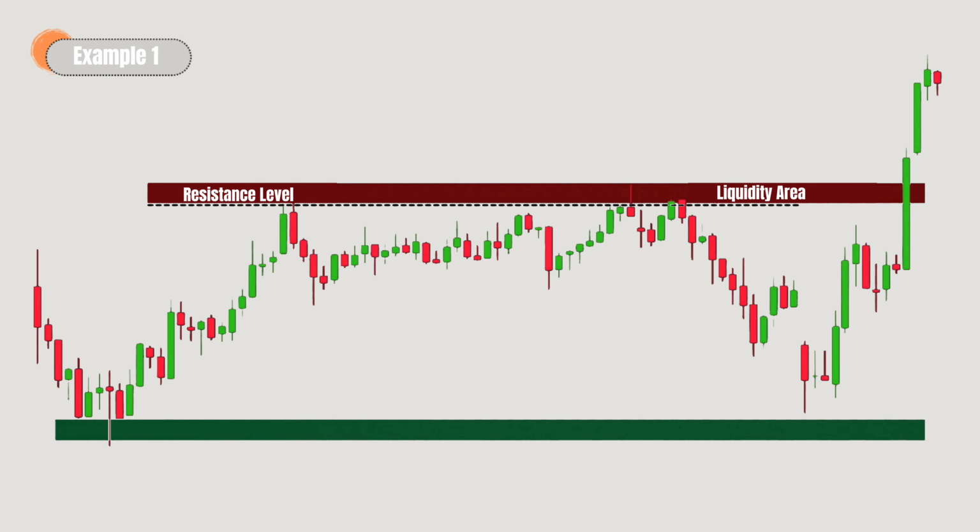When using candlestick patterns in price action, always remember that any candlestick pattern needs support from key levels to function effectively.